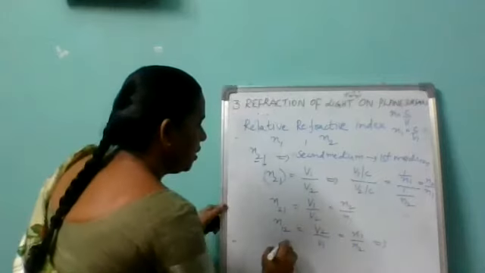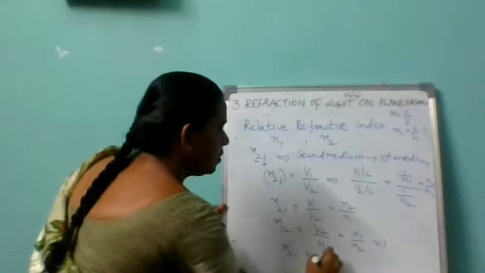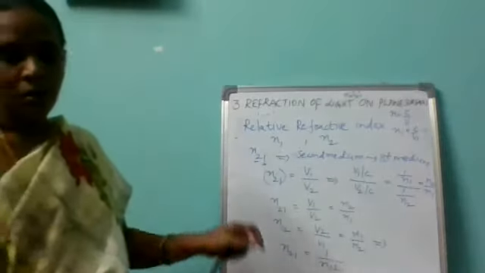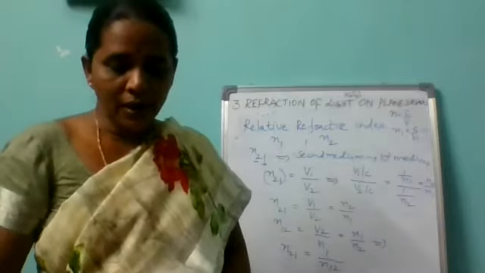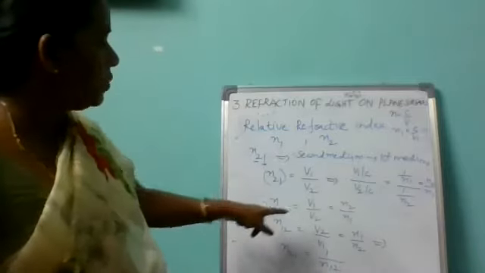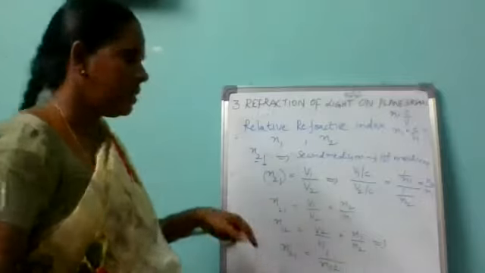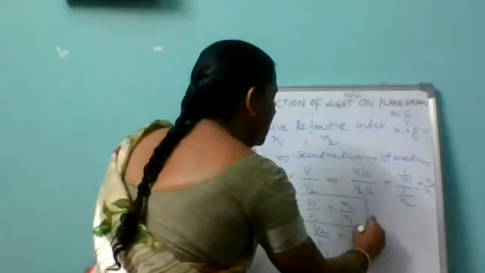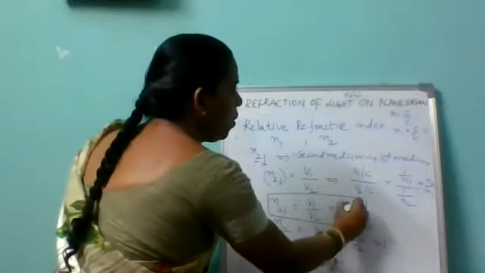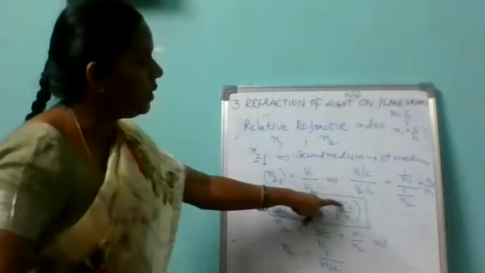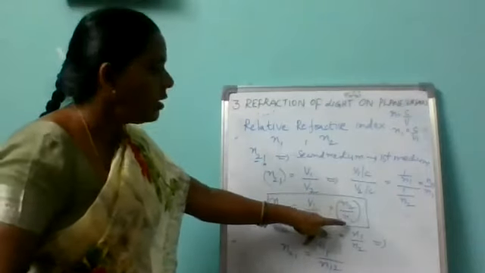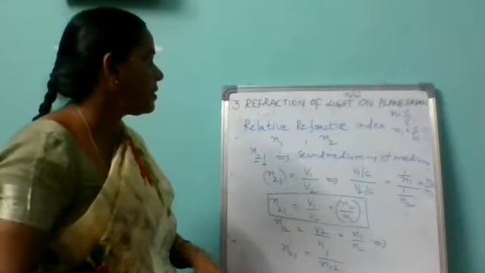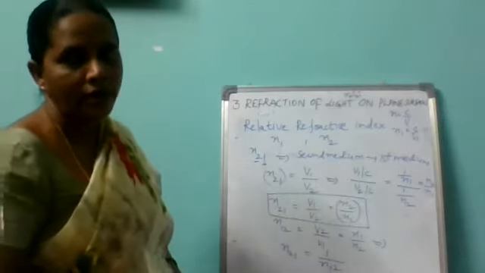How to get N21: it is equal to the reciprocal, 1 by N12. So this is called the refractive index of the second media to the refractive index of the first media. How to define relative refractive index: it is the ratio of the refractive index of the second media to the refractive index of the first media. This we call relative refractive index.